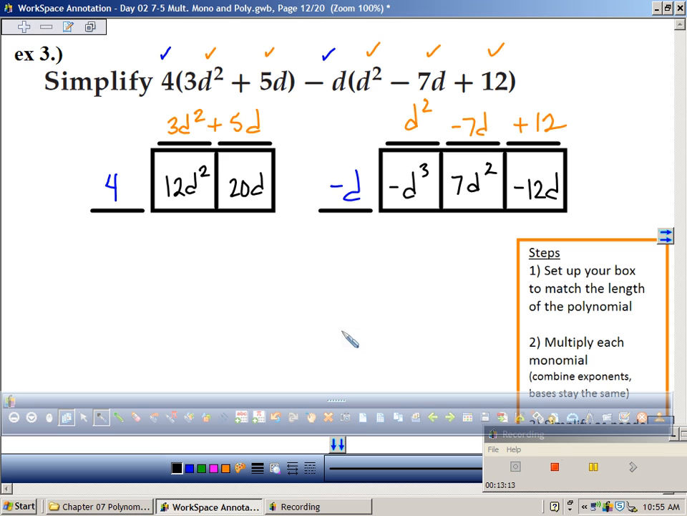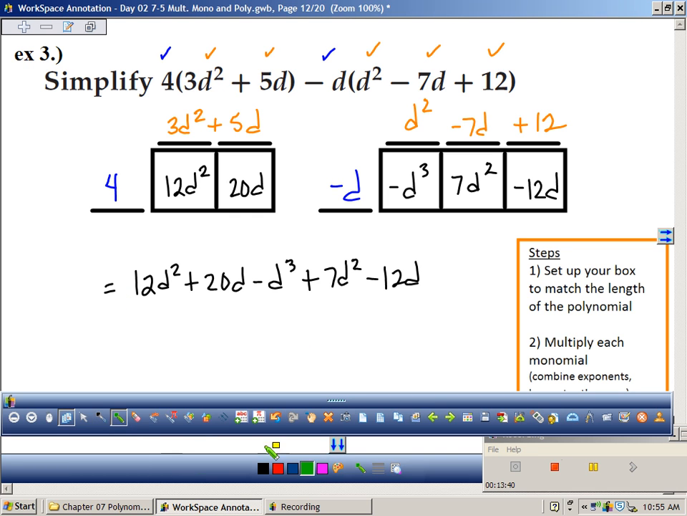All right, am I done? No, I've got this in here and this in here. I need to combine these. I've got 12d squared plus 20d minus d cubed plus 7d squared minus 12d. That's what all of this is. So I need to look for like terms.